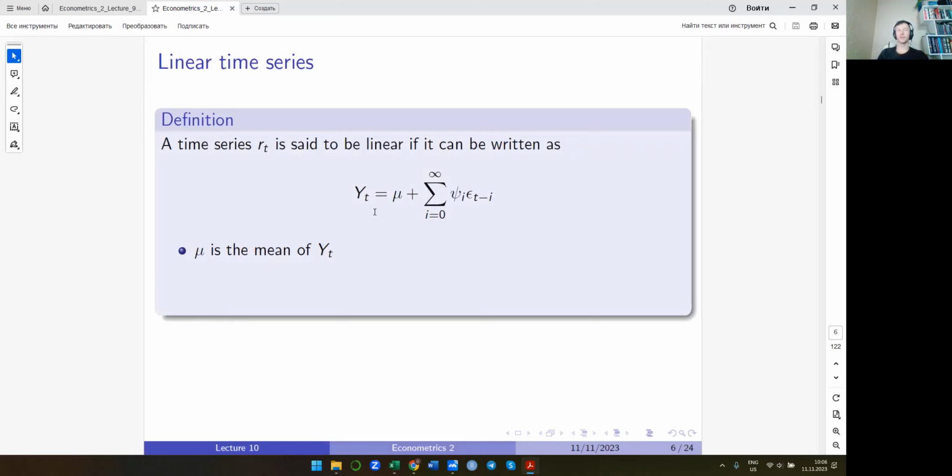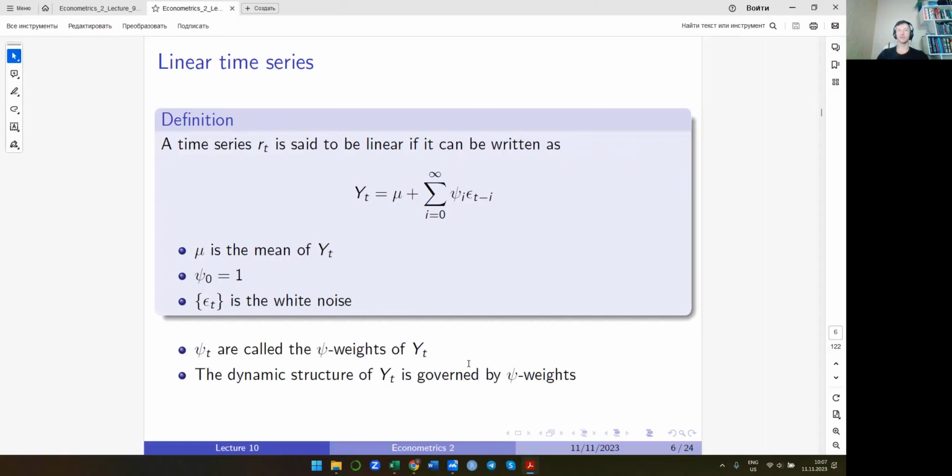This is, I guess, obvious, because the expected value of this sum is 0, given that the expected value of every epsilon is 0. The expected value of a constant is the constant, right? So the expected value of y_t is mu. Psi 0 is always 1, and epsilon t is a white noise. These psi's are called the psi weights of y_t, and the structure of y_t is constructed with these psi weights.